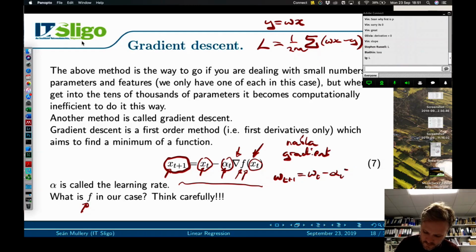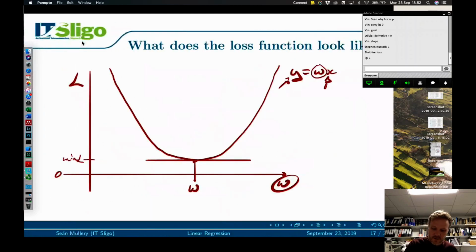So alpha times the gradient of the loss function. We could write it as L of W at timestamp T. The idea here is that our weight, W, is going to change with each step of this algorithm. So this is how we're going to update the weight. Rather than going in one fell swoop like we did here and figuring out what W is, instead we're going to try and get there in steps.